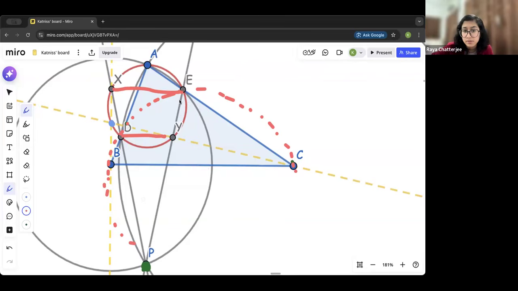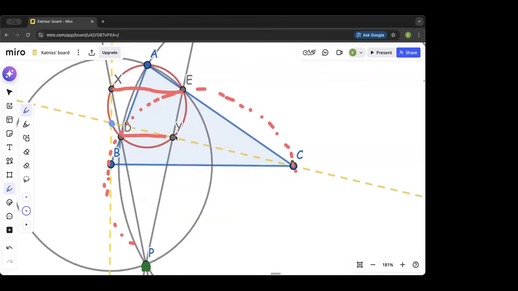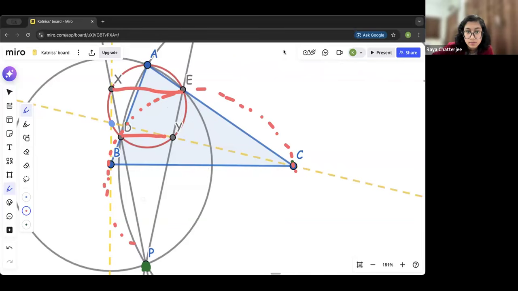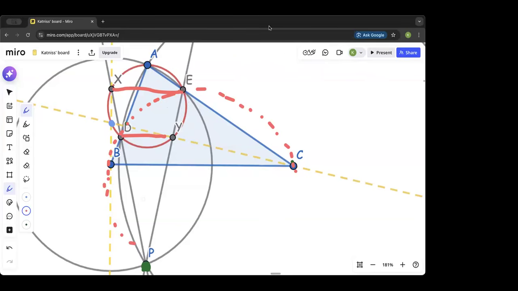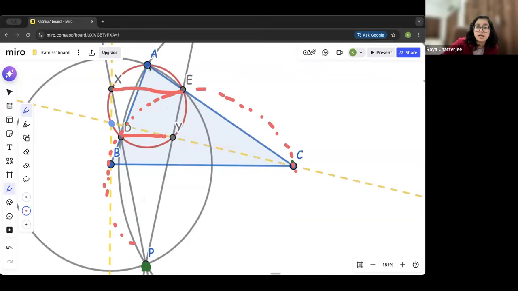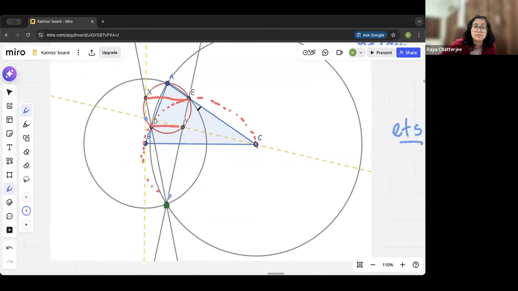XDYE is an isosceles trapezium, I agree, with perpendicular bisector AP. How is it an isosceles trapezium? Take a minute and try to prove that X and E are reflections. It's just angle chasing. Okay, sure.